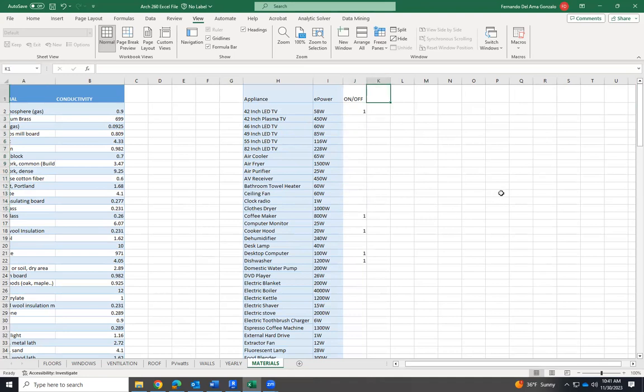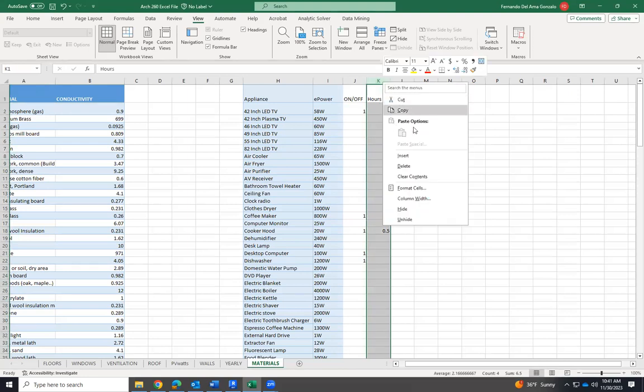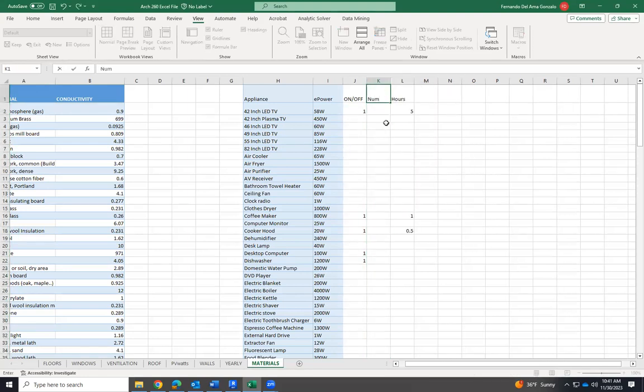Here we can see the hours of use. So how many hours do we use the LED TV? Let's say 5 hours. And the coffee maker, 1 hour. The hood, half an hour. The computer. Oh, before doing this, I'm going to insert a new column. It's the number of appliances. Okay, so we can have 2 TVs, 5 hours each. We can have a coffee maker, 1, and then we use it 1 hour. We have 1 hood, we use it half an hour per day.